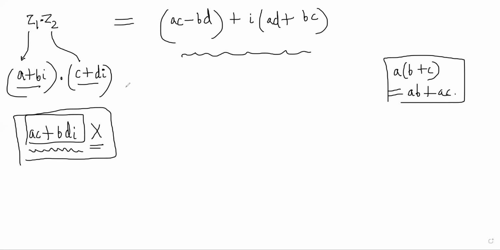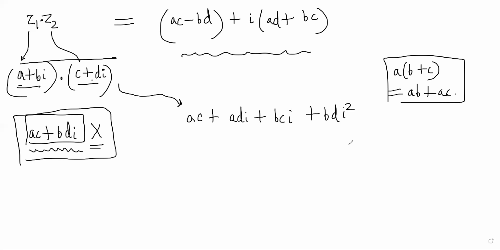The way you define multiplication is simply do the same things that you would do in algebra. If you had two expressions in algebra and you have to multiply these two, what would you do? You would just do normal term by term multiplication, right? So if you do term by term, it will be AC plus ADI plus BCI plus BDI square, right? And this I square becomes -1, and you say AC minus BD plus I times (AD plus BC).